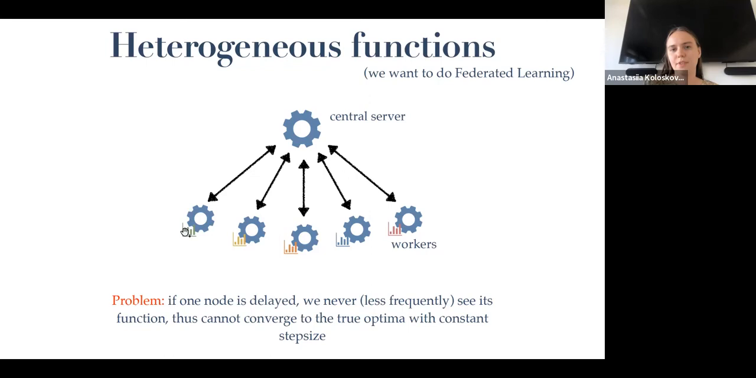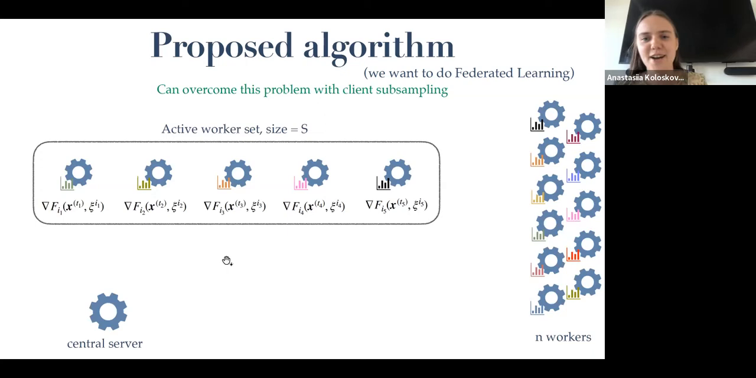Okay, and so we propose an algorithm which goes a little bit around it. What we propose to do for federated learning is the following. Let's say we have this pool of workers, and it's very large. It has n workers, and we have some active worker set of size S, and S is smaller than n. And we have some central server.